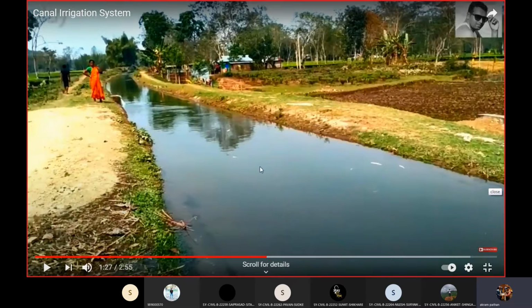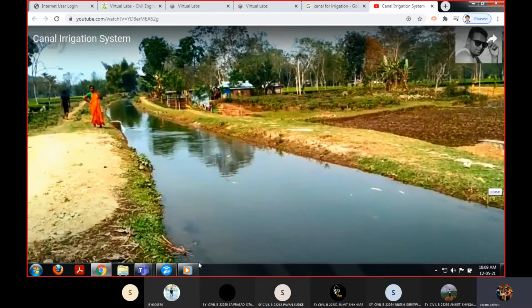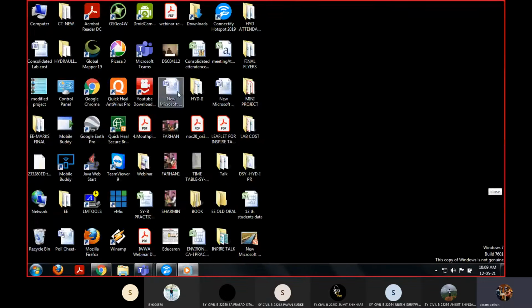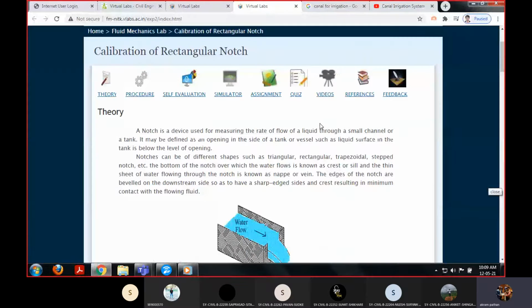So we have the virtual lab, okay. With the help of this virtual lab, we are going to determine the discharge through the channel.